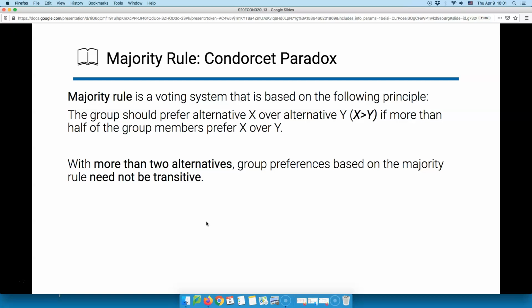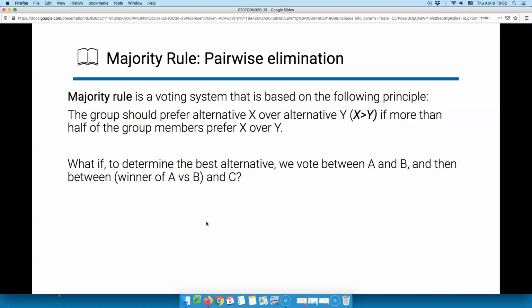How can we get out of this transitivity problem? One suggestion is to do pairwise comparisons: compare 2 alternatives, throw out the loser, keep the winner, and compare the winner to some other alternative, and continue until only one alternative is left. You can think of it as pairwise elimination.